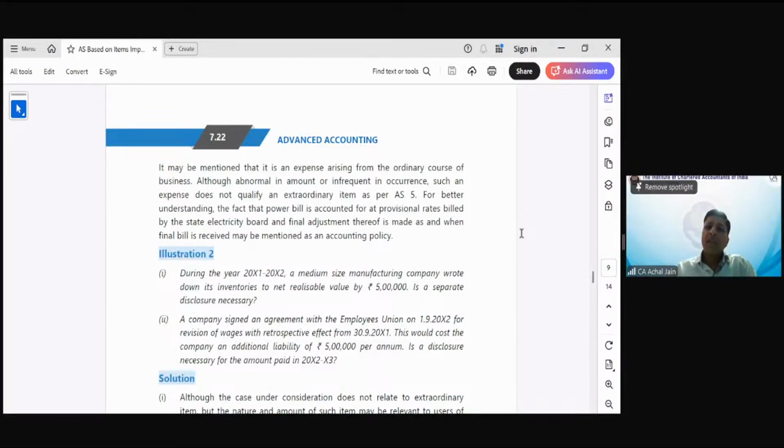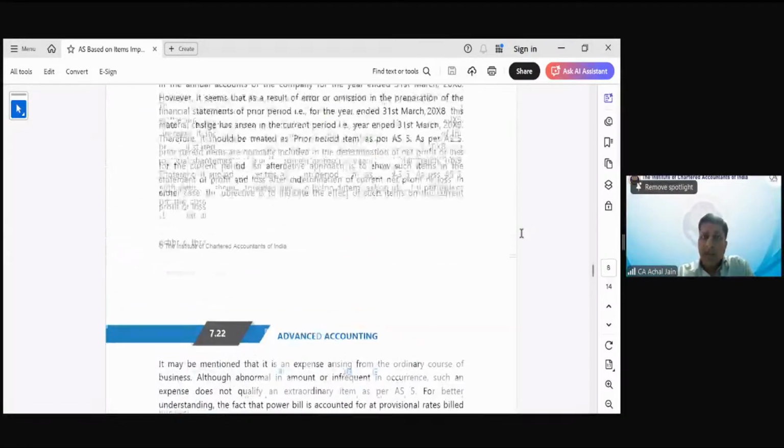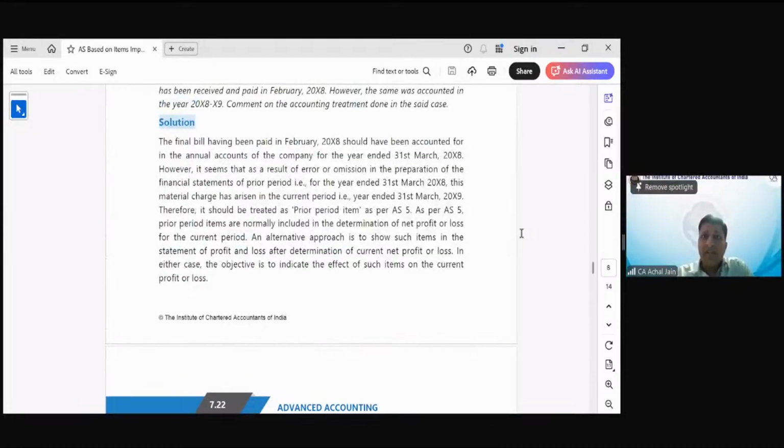Okay, everyone clear on this? Can you understand the two things we have discussed? One, of course, it's a prior period item. Second, why this is not exceptional, why it is not extraordinary. Fine, clear?